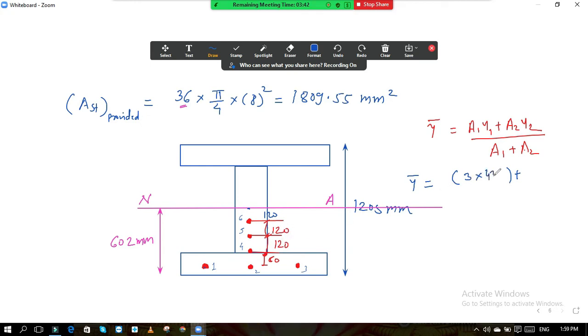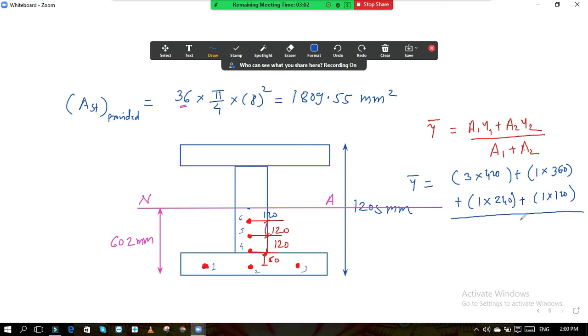It is 420. Then here it is again 1 into, what is the distance? 120 plus 120 plus 120, 360, plus again this bar, plus again 1 into 120 plus 120, 240, plus 1 into 120.